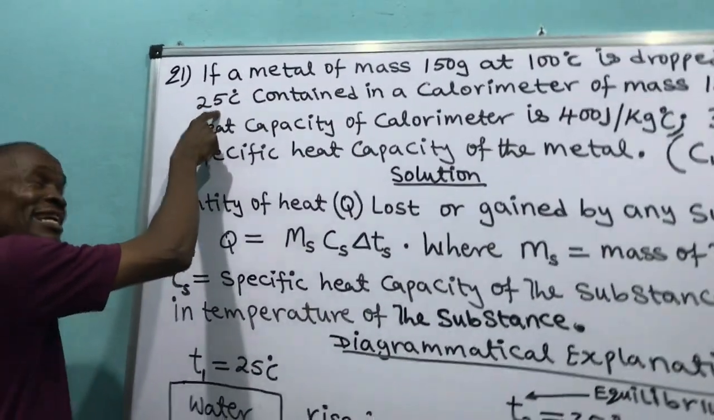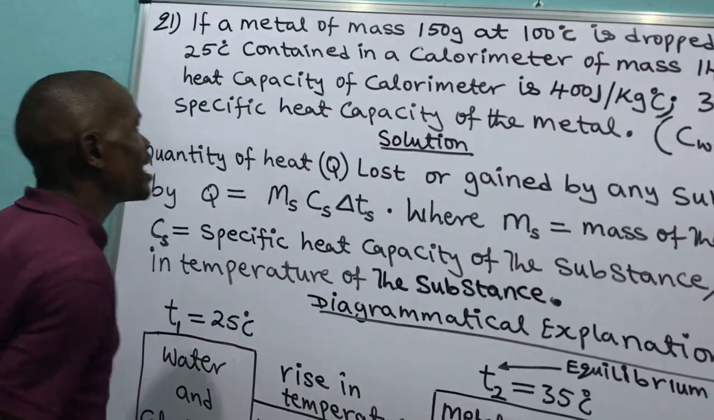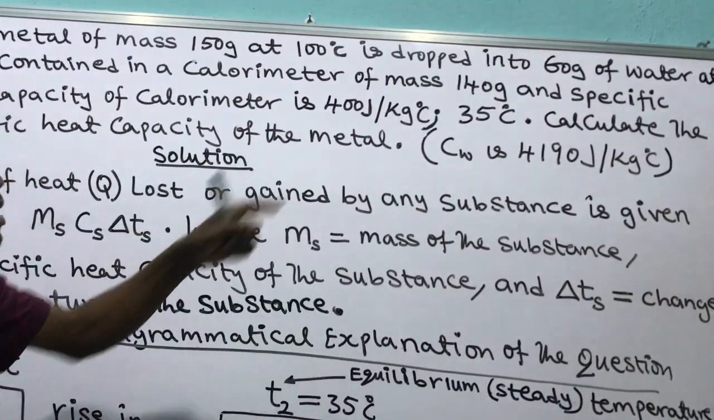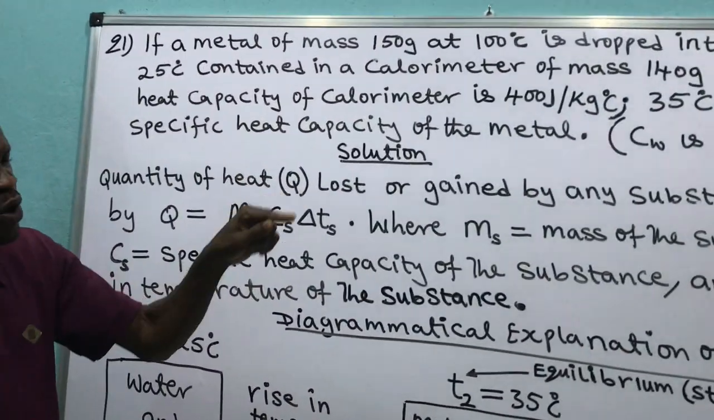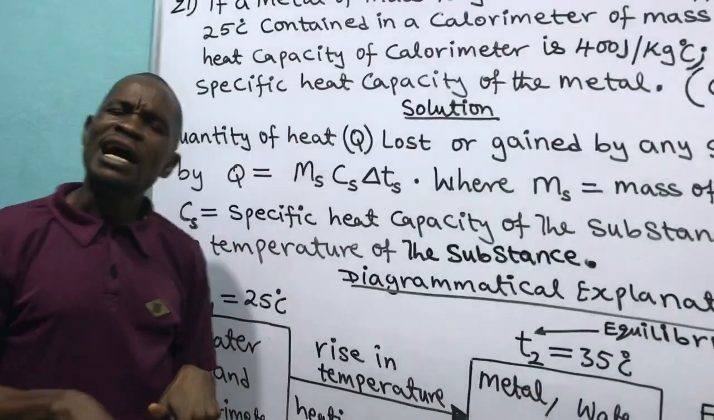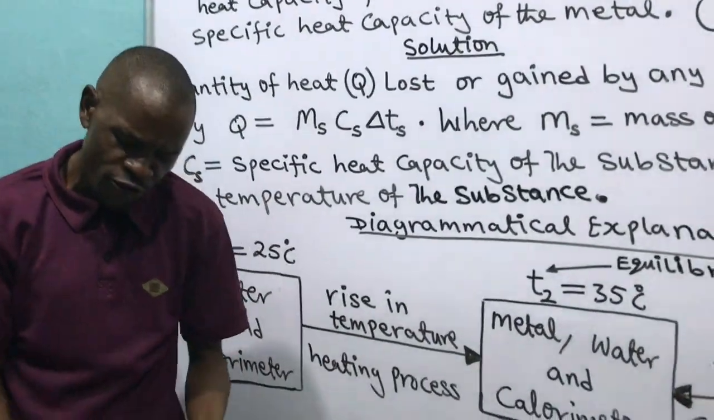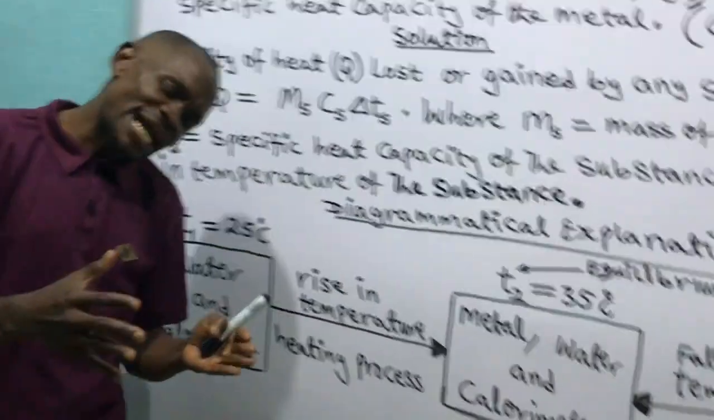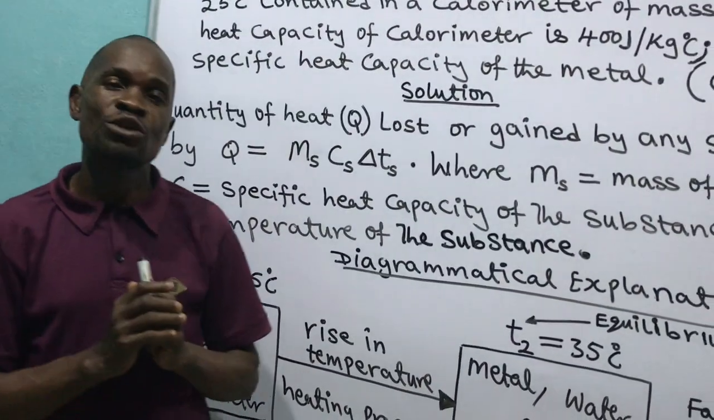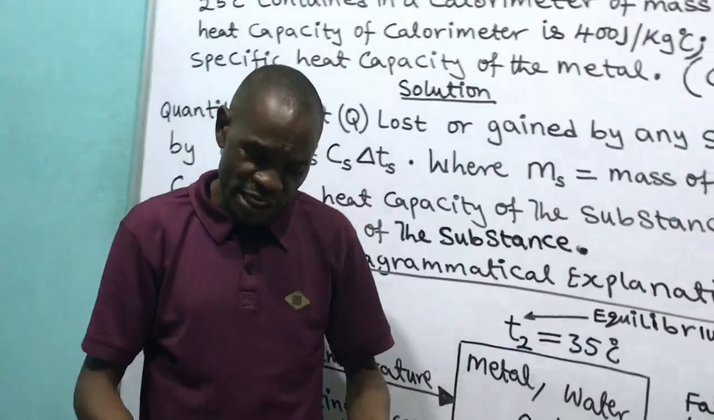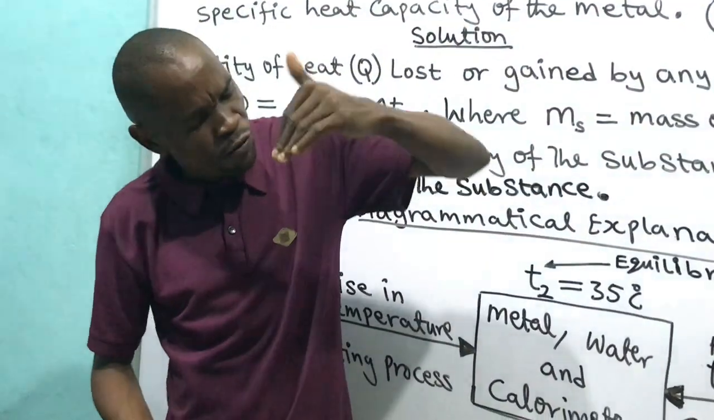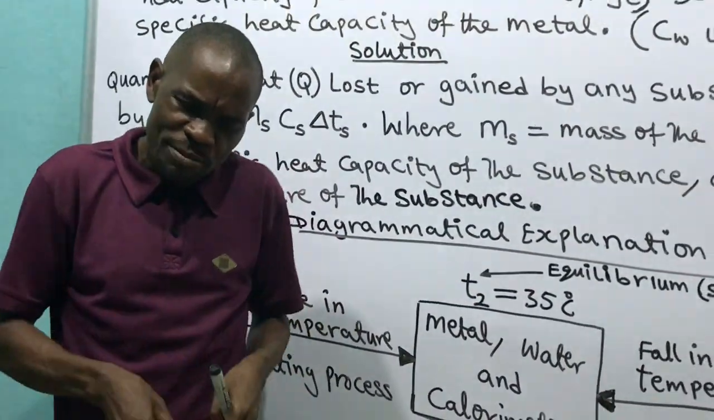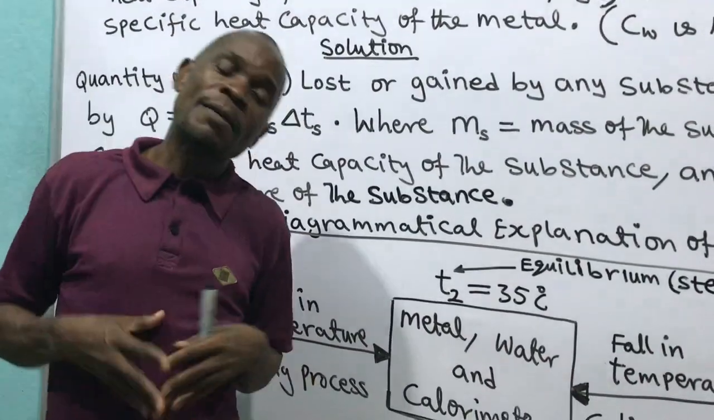And that water is at 25 degrees centigrade. This 25 degrees centigrade was the temperature of the water contained in a calorimeter of mass 140 gram. This water was inside the calorimeter before the landing of the metal at 100 degrees centigrade, so the water and the calorimeter must have the same temperature. Are you listening? The water was inside the calorimeter before the landing of the hot metal at 100 degrees centigrade.